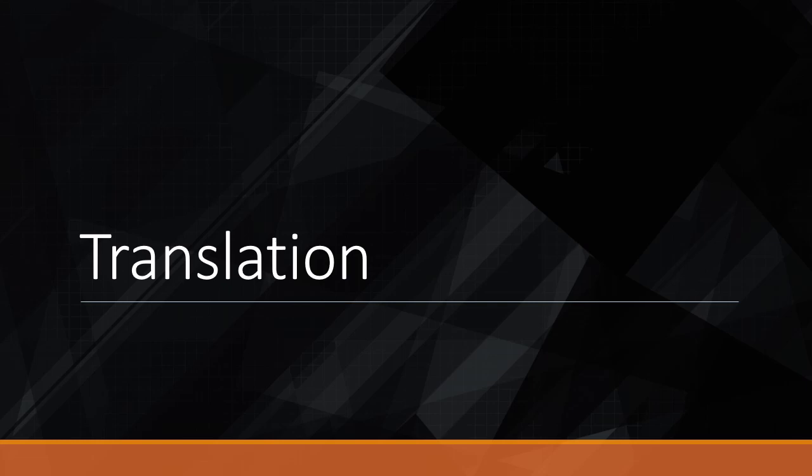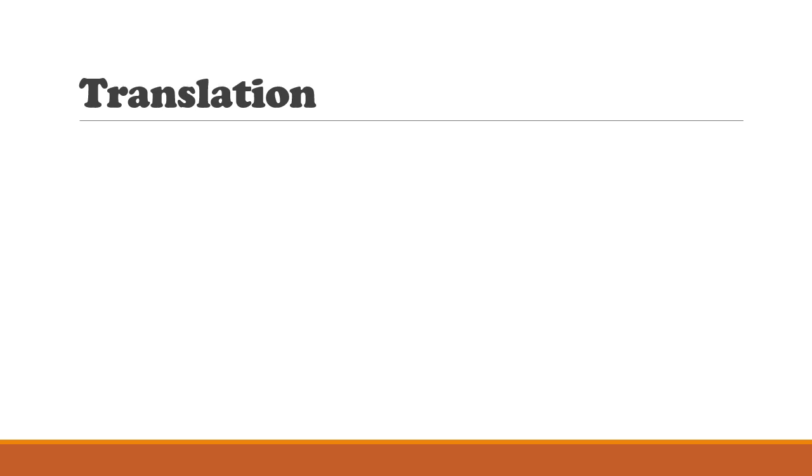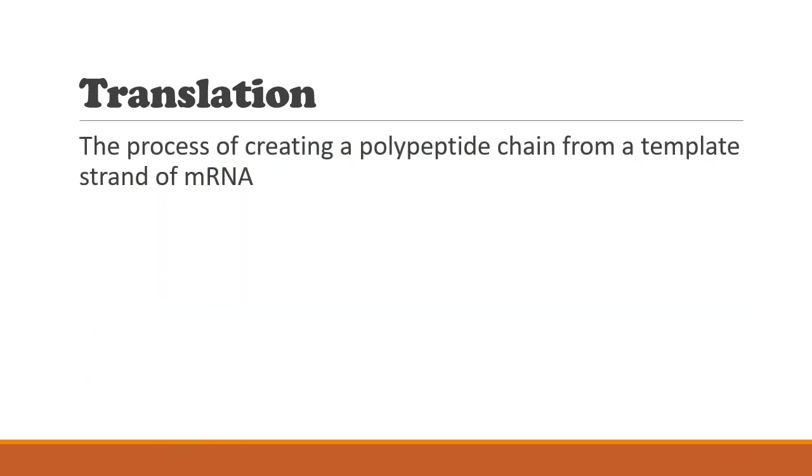Today we're going to talk about translation. Translation is the process of creating a polypeptide chain from a template strand of mRNA. This is when we're taking the mRNA and using it to make a protein. So mRNA to protein is the process of translation. Yesterday we talked about transcription, which is how DNA becomes RNA. Today it's how RNA becomes a protein.